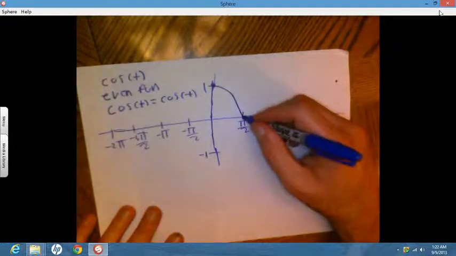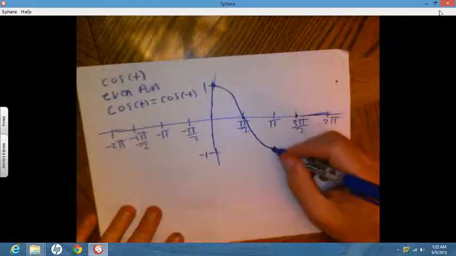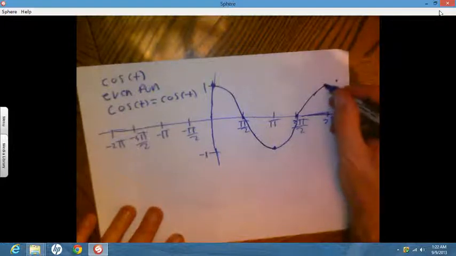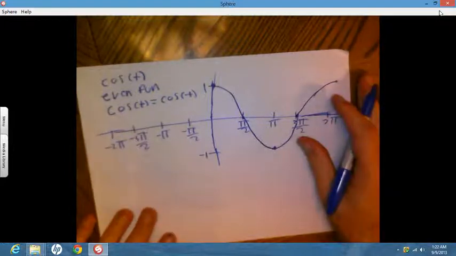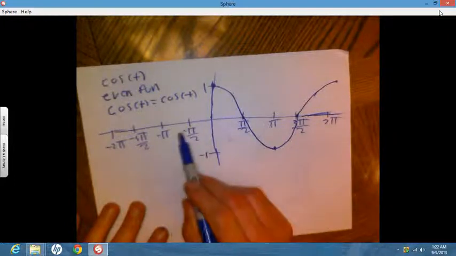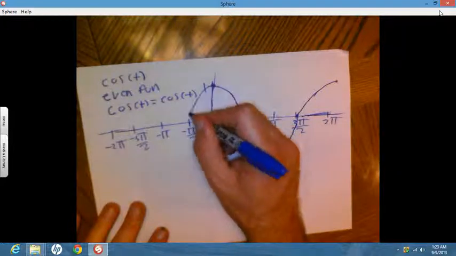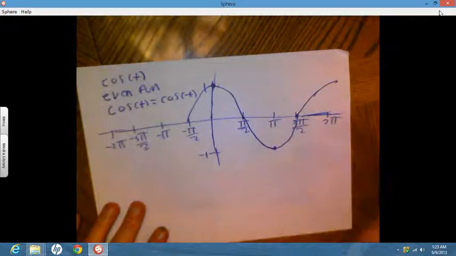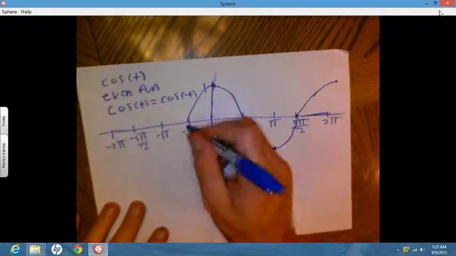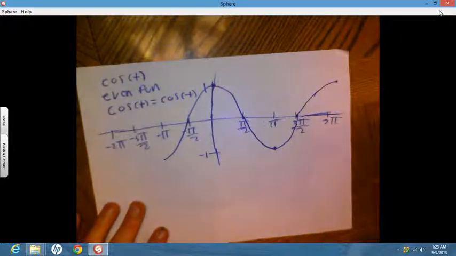And it's an even function. It means that the value at pi over 2 is the same as at negative pi over 2, so they're both 0 here. It basically means the minus sign in front of the t doesn't matter. You can just ignore it. The value at pi in both cases is negative 1, the value at 3 pi over 2 in both cases is 0, and the value at 2 pi in both cases is 1. So the cosine function is essentially going to look like this.